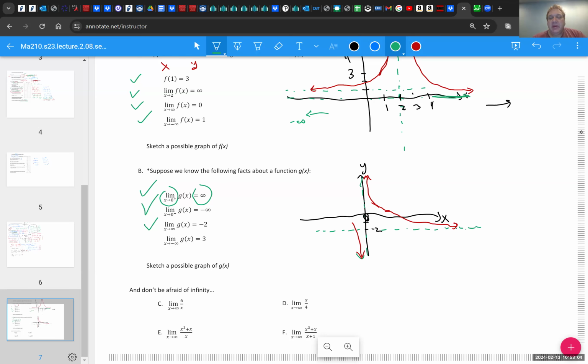The last criteria we have here is x approaching negative infinity, so that way to the negative side, and the y value is supposed to be 3. So we need a 1, 2, 3 up here, and y is getting closer and closer to 3. So let me put a little visual aid here for saying that's 3. And as x goes to negative infinity, as x goes to the left, we need the y value to get closer and closer and closer to 3.